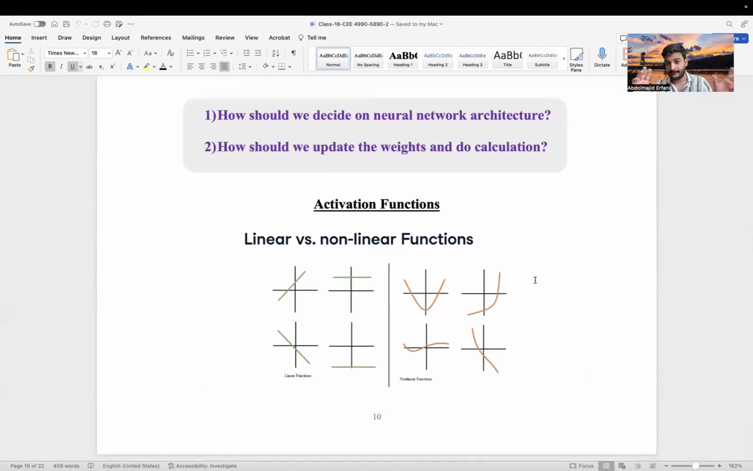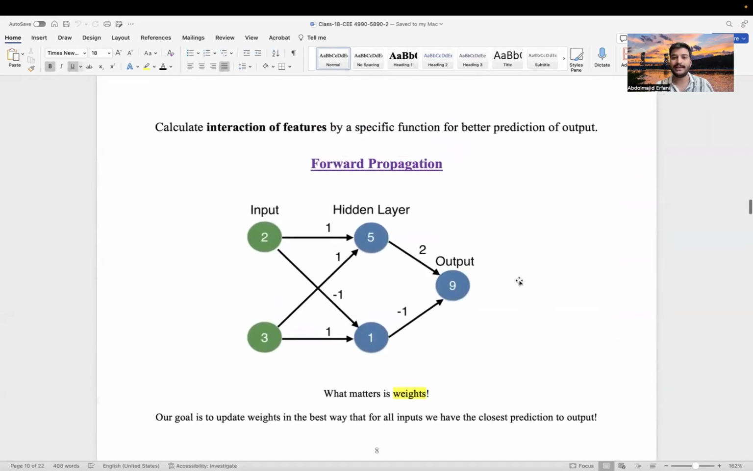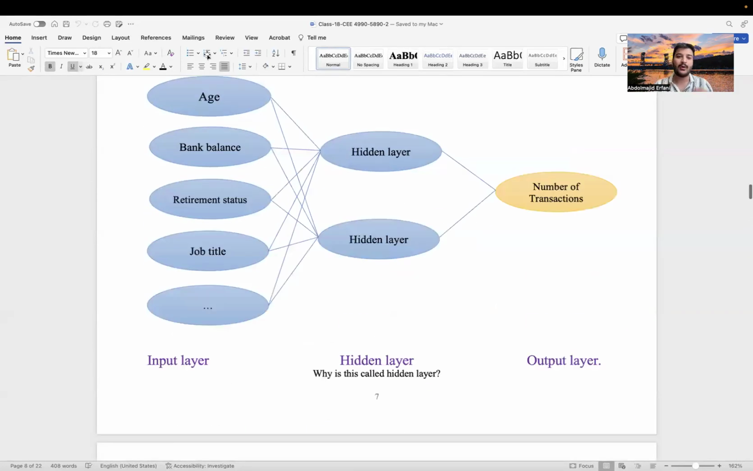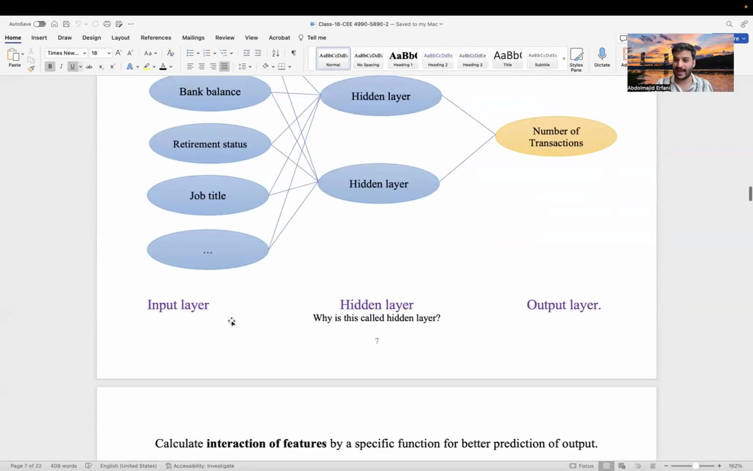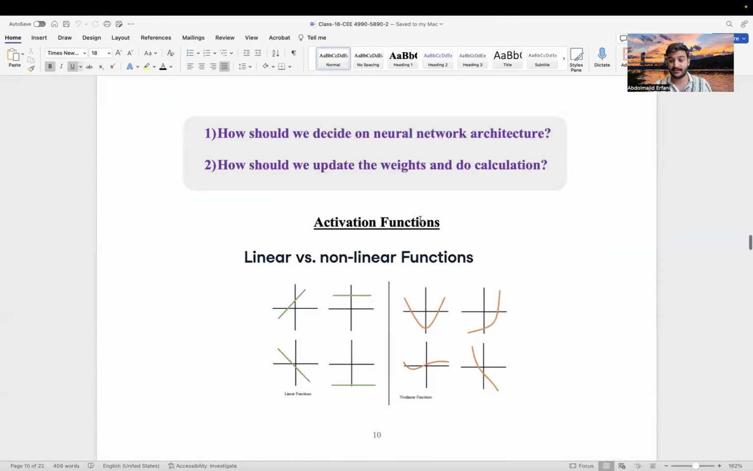So this is the question that in this module we are dealing with. How should we decide on the neural network architectures? How many layers should I have? How many input nodes should I have? And then the second question is the formula for the calculation. What activation, that's called the activation function, what activation function should we use, right?